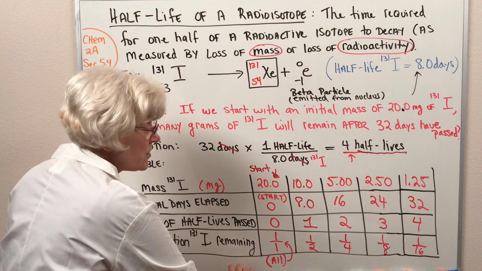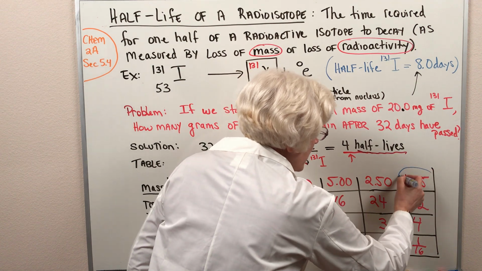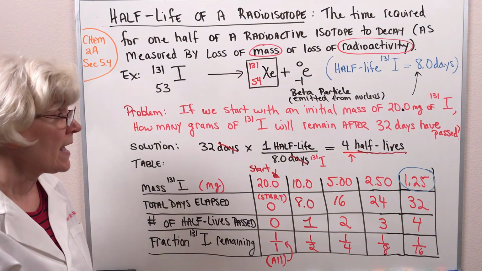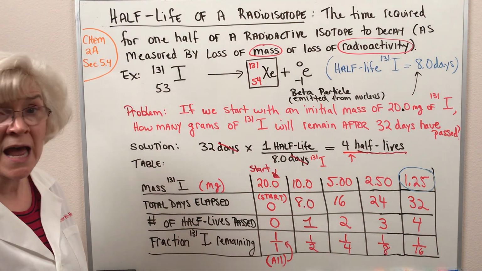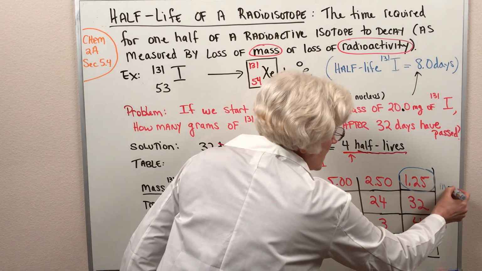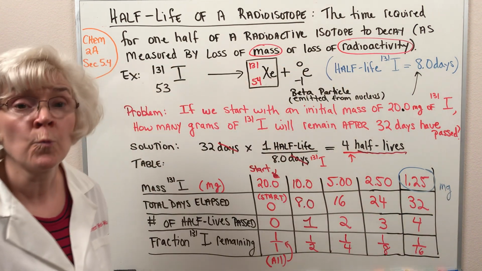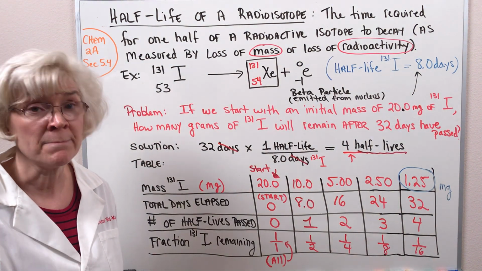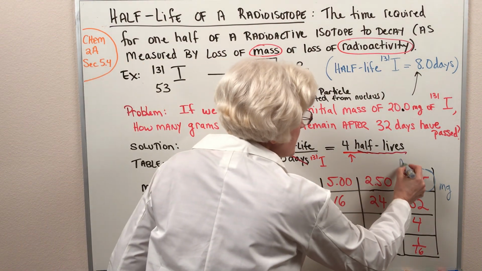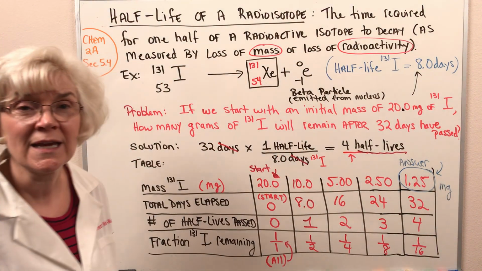So the answer to the question is right here in the table. How much iodine 131 will be remaining after 32 days have passed, or 4 half-lives? The answer is 1.25 milligrams of iodine 131 remains. So we can indicate that right here on the chart.